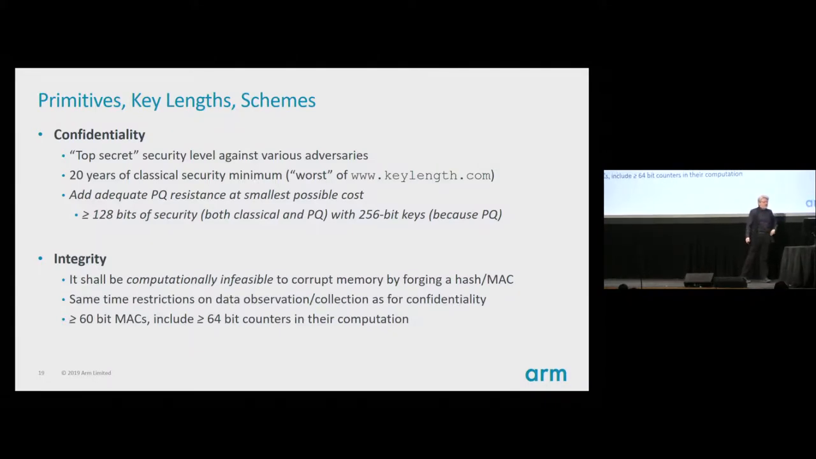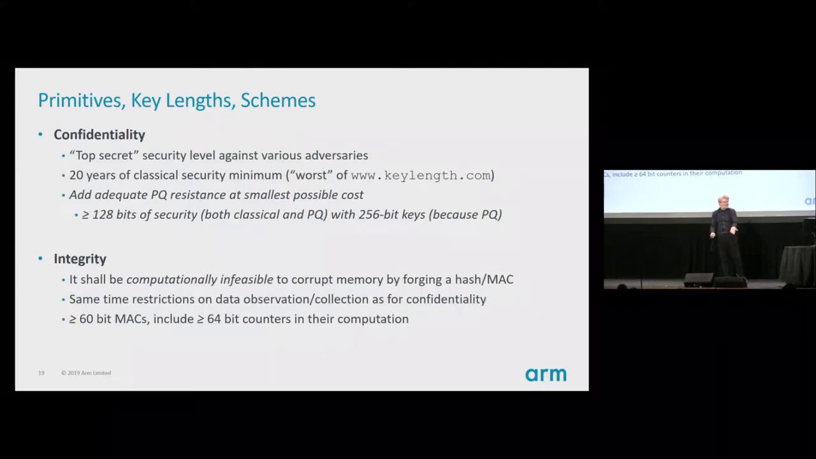We want 20 years of classical security at a minimum and adequate post-quantum resistance if we can do that without spending a penny, which means we want at least 80 bits of security, both classical and post-quantum, which means 256 bits worth of keys because post-quantum. For integrity, we take the Wikipedia definition, it shall be computationally infeasible to corrupt memory without forging the integrity structure.